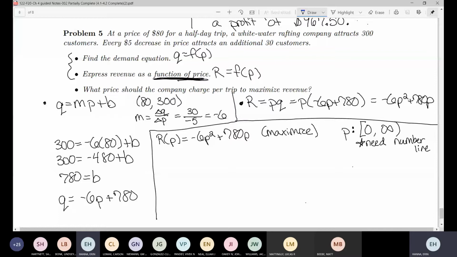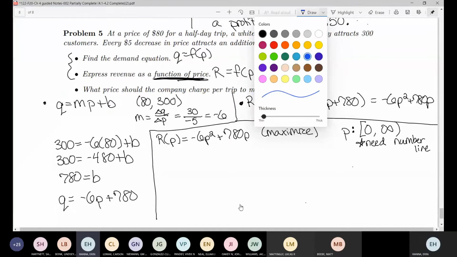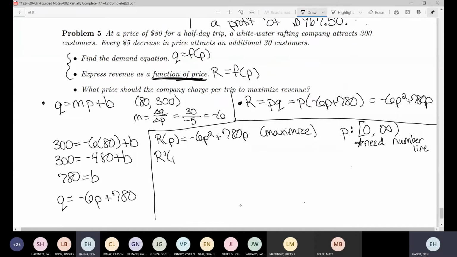When you have an infinity in either one of your endpoints, it's going to mean that you need a number line. Is that a question or an accidental unmute? Going once, going twice. Okay. So we need a number line here. So, well, first, to have the number line, we need the critical points. So we need to find the derivative, set it equal to 0.